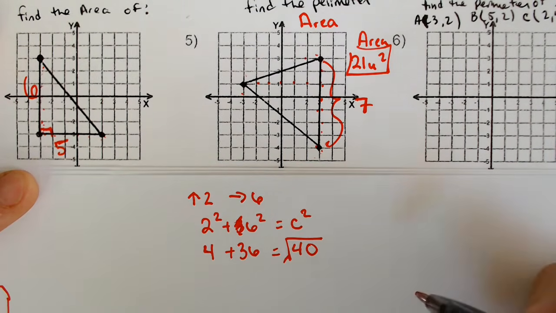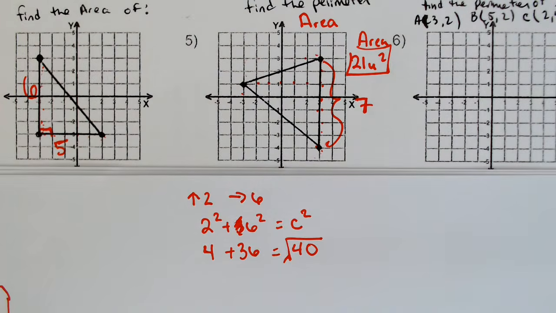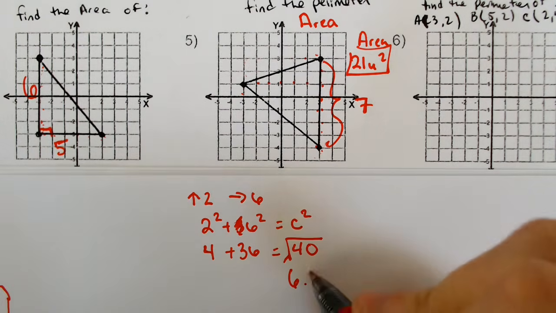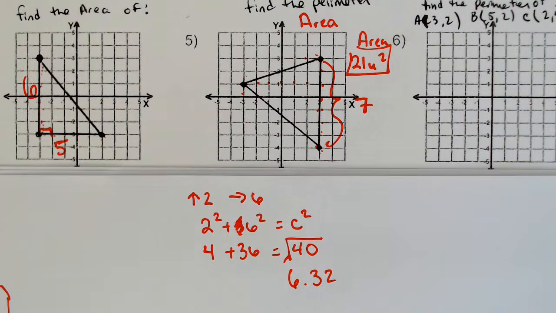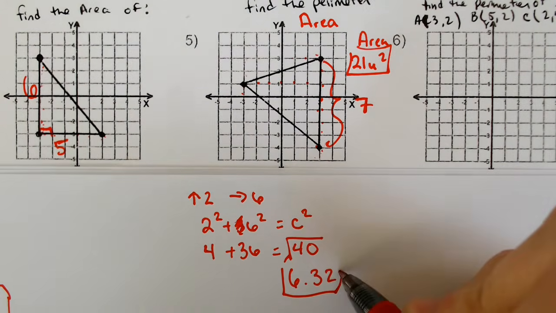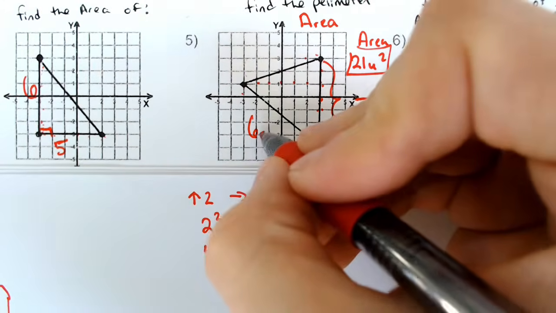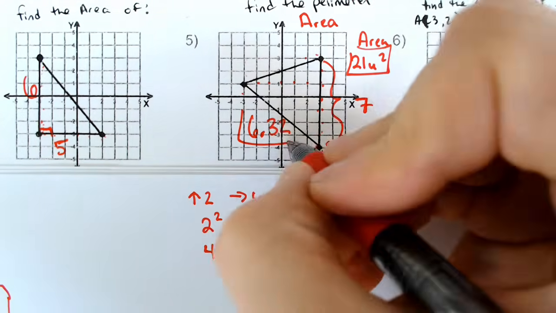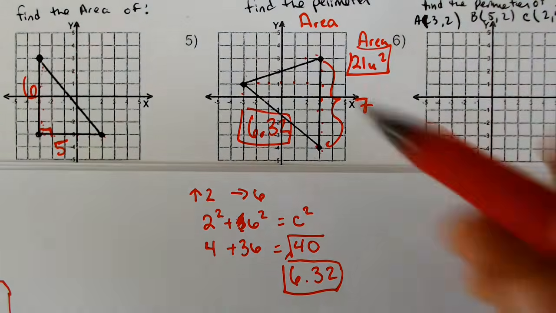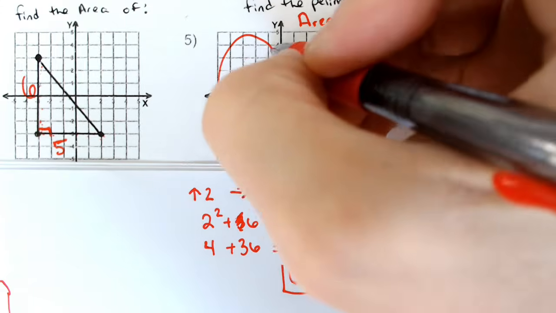The square root of 40 as a decimal is 6.32. Okay? So that means that this side right here is 6.32. We now, I lied, it is this side right here.